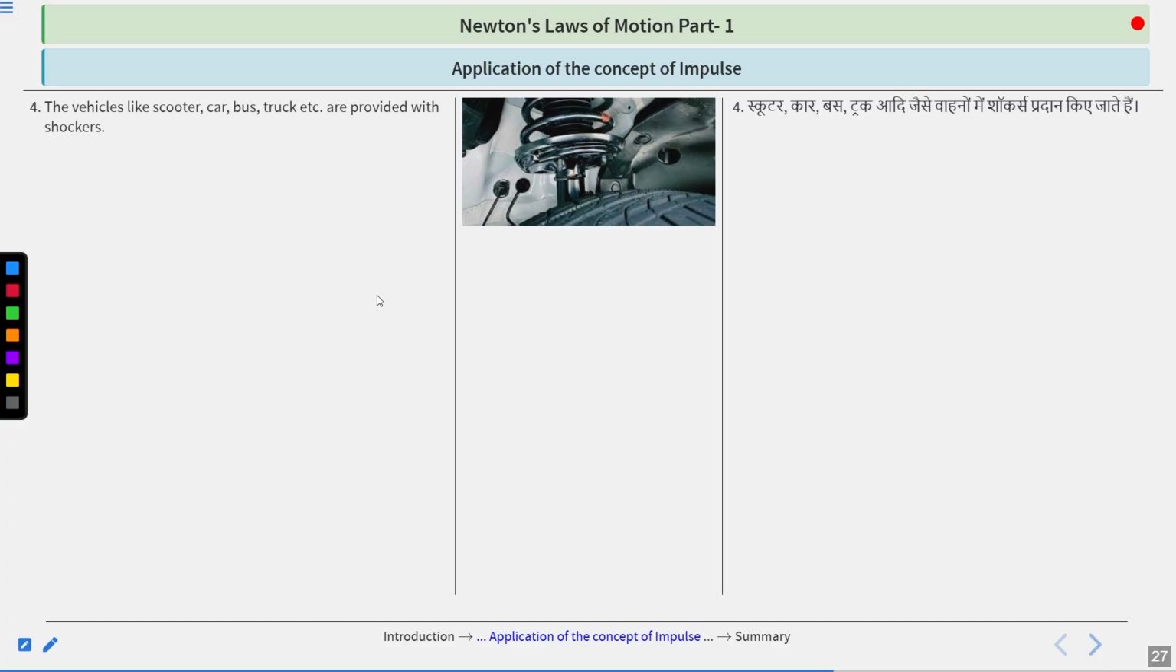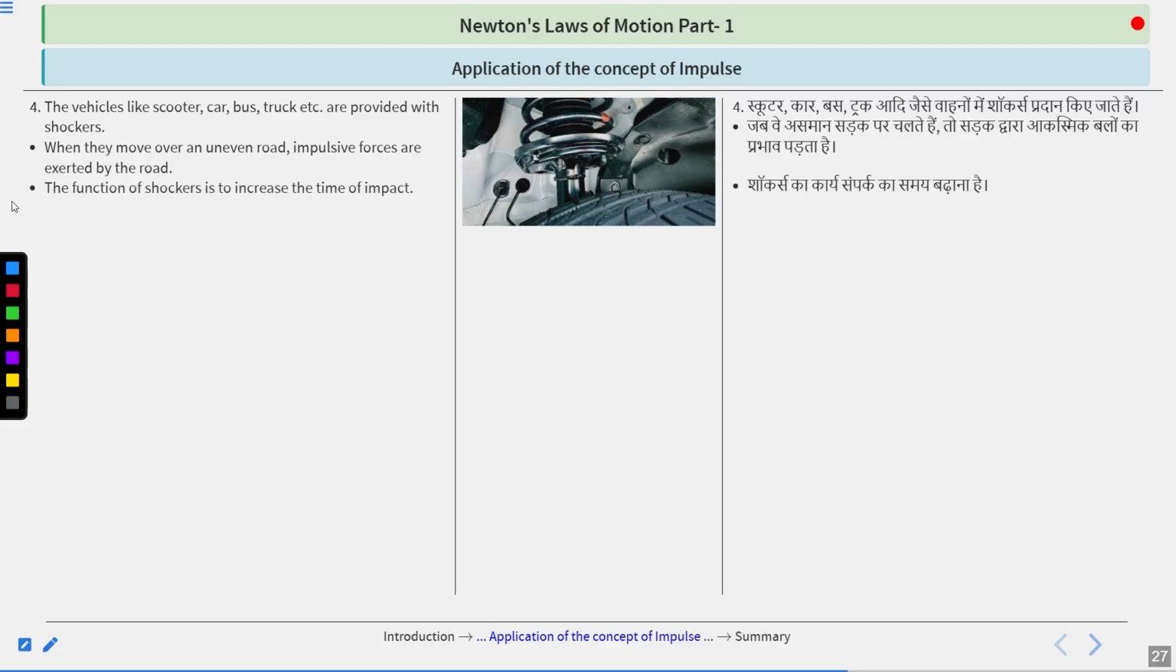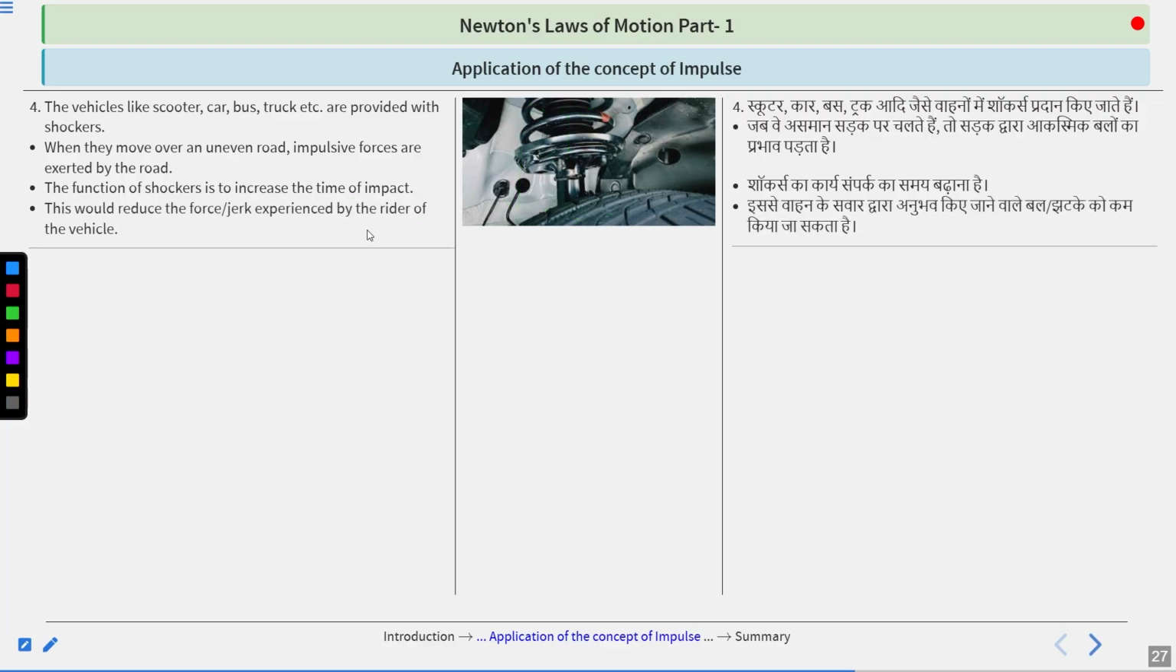Vehicles like scooters, cars, buses, trucks, etc. are provided with shockers. When they move over an uneven road, impulsive forces are exerted by the road. The function of the shocker is to increase the time of impact. Like this is the tire, this is the vehicle body, and here you can say it is a shocker. So when the tire experiences the impulsive force, because of the shocker it takes a longer time to reach the main body of the car. So the time of impact will be higher and the force will be lower. This would reduce the jerk experienced by the rider of the vehicle.